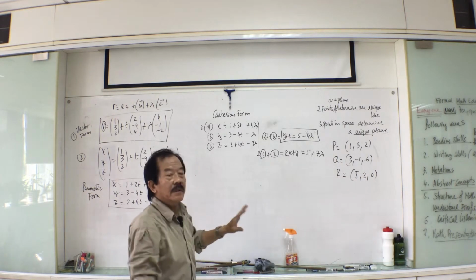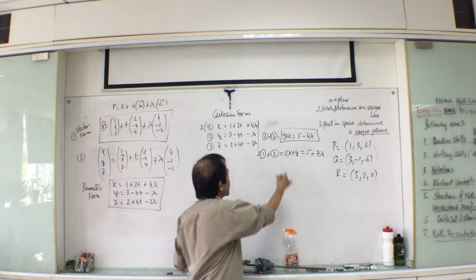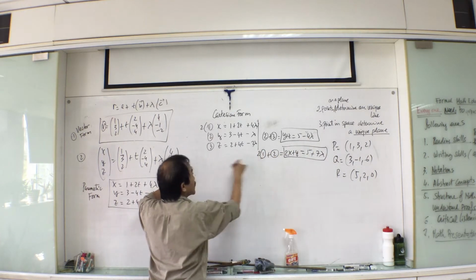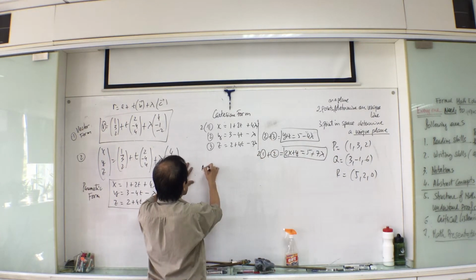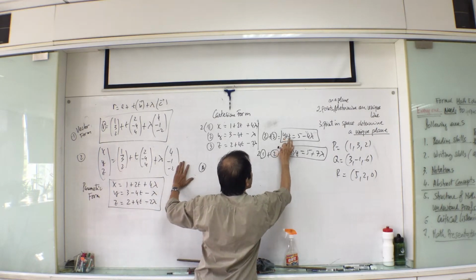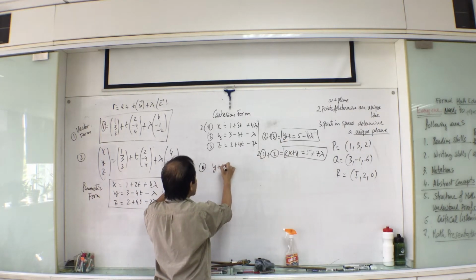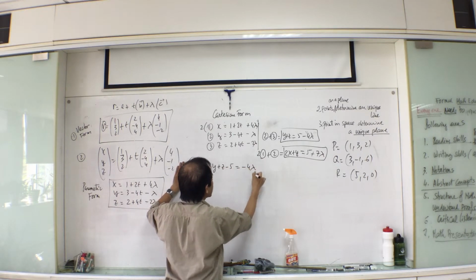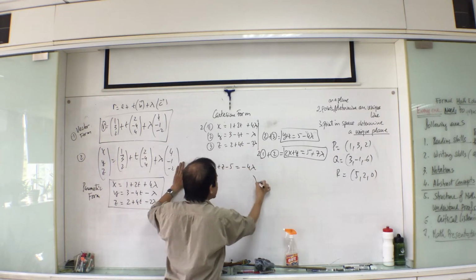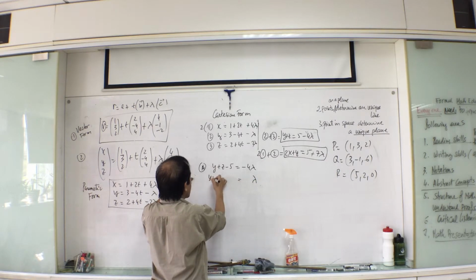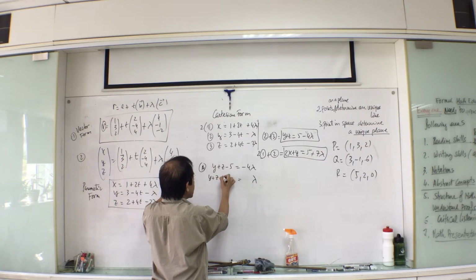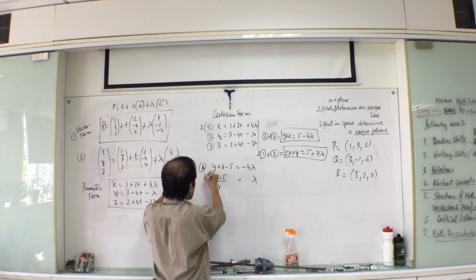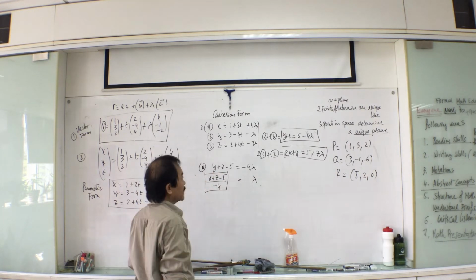Now all you need to do is to get rid of lambda, right? So you have two equations here. So you solve for lambda right here. So 2 plus 3 become equation A. So y plus z minus 5 equal minus 4 lambda. Therefore lambda equal y plus z minus 5 divided by minus 4. So this is lambda for A.